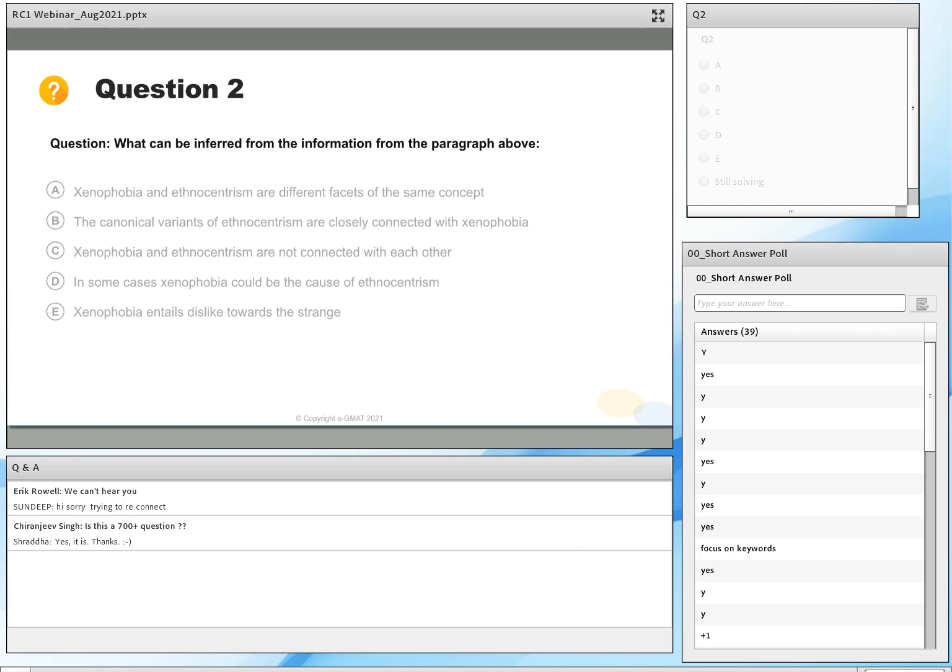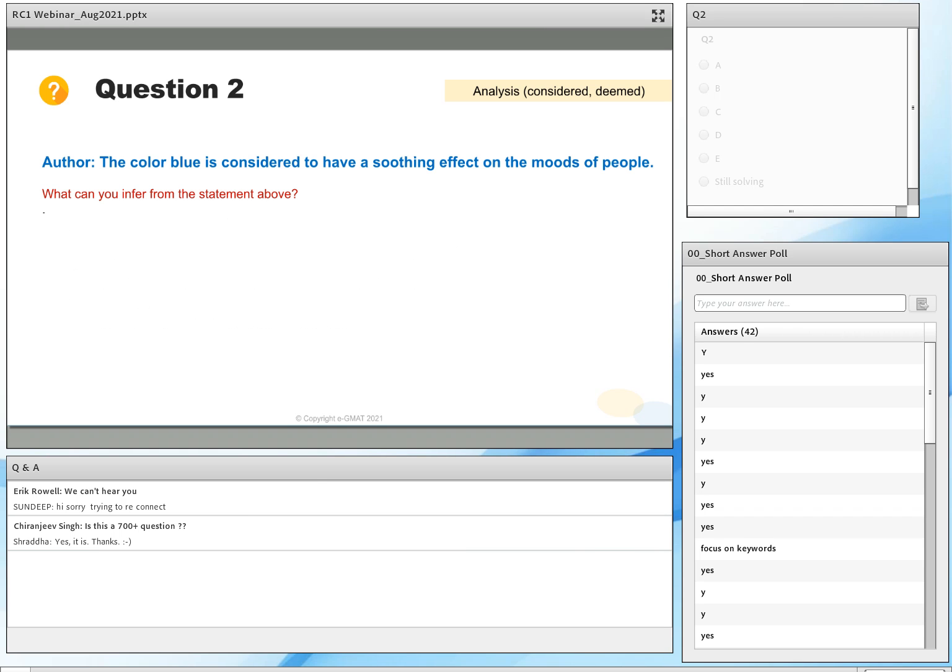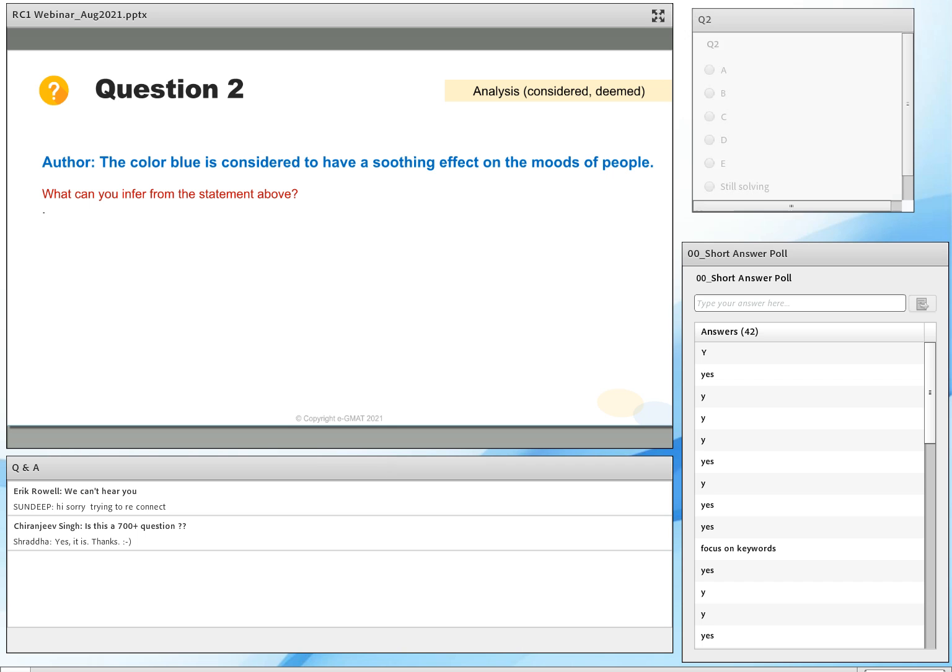So let's start discussing this passage. And again, pay close attention to how we are going to do this. But before that, we need to take a small detour, and it's kind of important. Let's hide this. Look at the question on the screen.